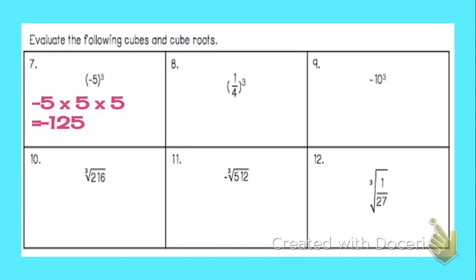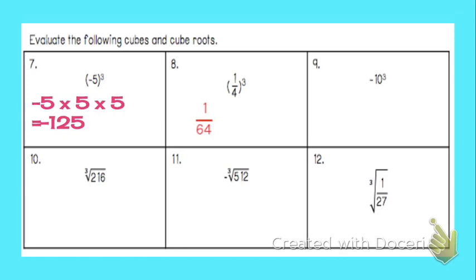So number 8 says 1/4 cubed. So we're going to cube 1, and then we're going to cube 4. So 1 times 1 times 1 is 1, and then 4 times 4 times 4 is 64. So our answer is 1/64.